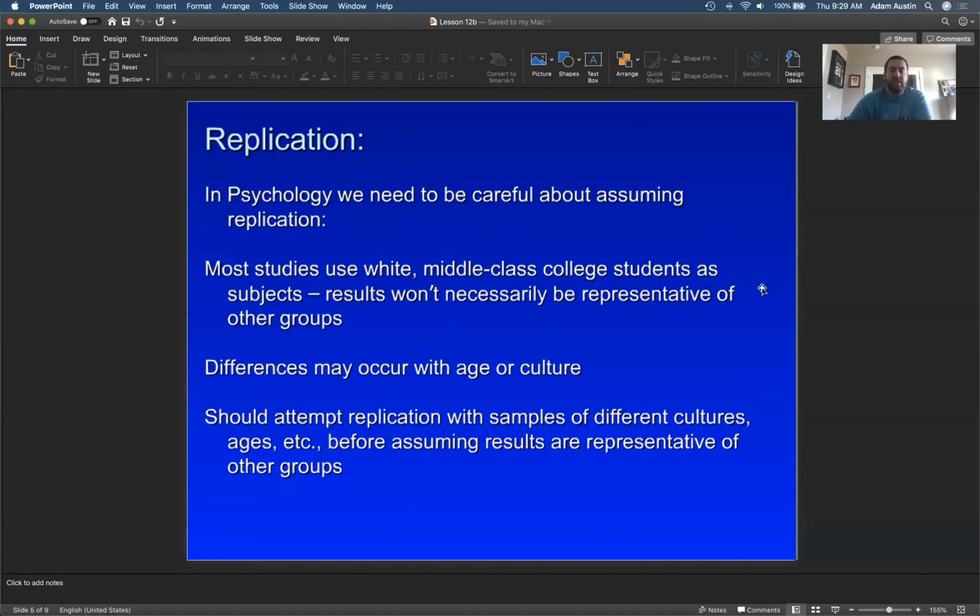In psychology, we need to be careful about assuming replication. Most studies use white middle-class college students as subjects. Results won't necessarily be representative of other groups. Absolutely, because we have a bunch of college students that are scoring a certain way does not mean that if we bring it out to a different subset of the population, they're going to score the same. Differences can occur with age or culture. We should attempt to replicate with samples of different cultures and ages before assuming results are representative of other groups. So again, just important take-home messages about replications.